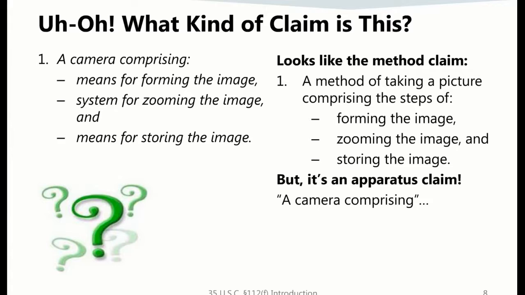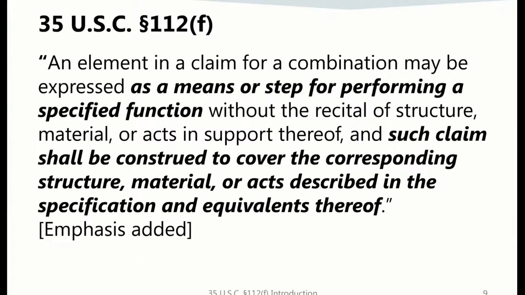So now we come to the claim shown in the slide, and what do we have? An apparatus claim or a method claim? As it turns out, it is an apparatus claim. Elements in a claim can be expressed as either means in an apparatus claim or the step of doing something in a method claim. The interpretation of both comes from what is described in the specification as the corresponding structure, material, or acts and equivalents thereof.